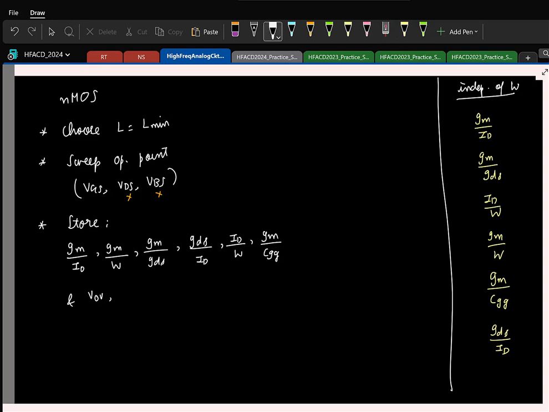So once you do it for one length, you have to change the length. So basically, you repeat it for different values of length, say 2 times the minimum length, 3 times the minimum length, and so on. Ideally, as many different values of the length as possible, so that you exhaustively characterize the NMOS transistor. So once you do it for NMOS, what should I do? PMOS is pending. Poor fellows. So you also characterize PMOS. That way the transistors are properly characterized.